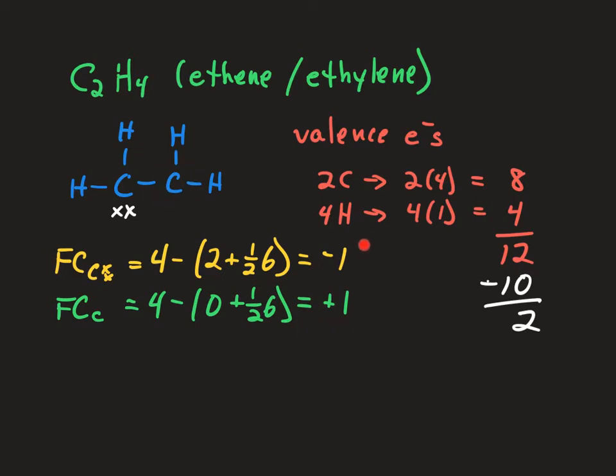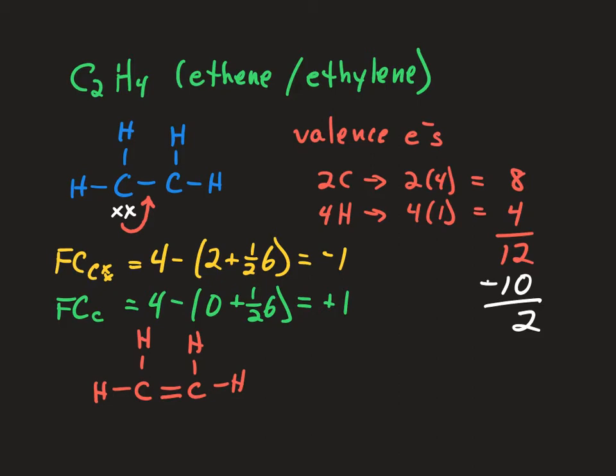And even though that adds up to 0, we would prefer it if we could come up with structures which have the least number of formal charges possible. And so one thing we can do then is we can let these 2 electrons be shared between the 2 atoms. So we can redraw our Lewis structure, putting a second bond between the 2 carbons.